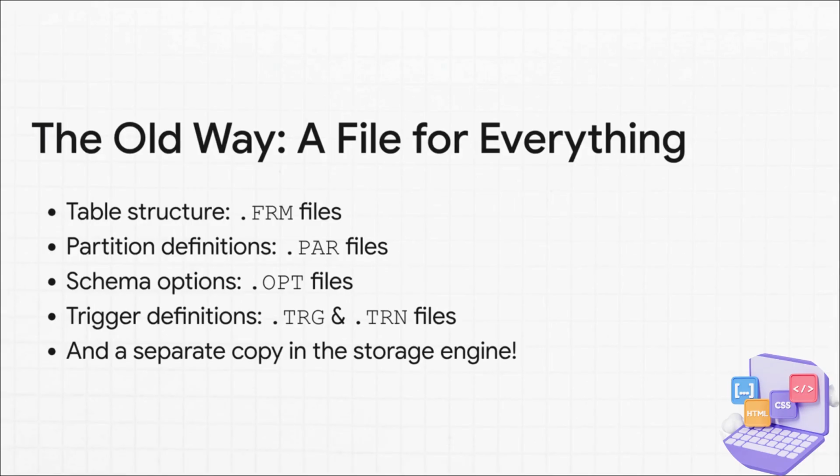And look, this wasn't just some abstract idea. The metadata was physically scattered across a whole zoo of different file types. You had your .frm files for the table structure, .par files for partitions, .opt files for database level options. It was a mess. But here's the real kicker. The storage engine InnoDB kept its own separate copy of a lot of this information. You had two sets of books for the same data. What could possibly go wrong?